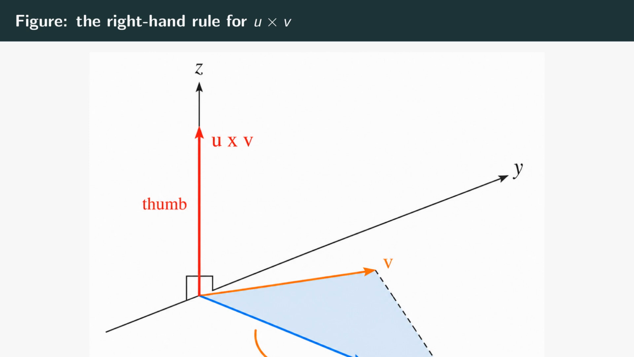If you reverse the order, computing v cross u, your fingers would curl the other way around, the thumb would point down, and the resulting cross product would be the same vector with its sign flipped. That sign flip on swap is the geometric content of anti-commutativity, and the length of the red arrow equals the area of the light blue parallelogram. Cross product magnitude is area.